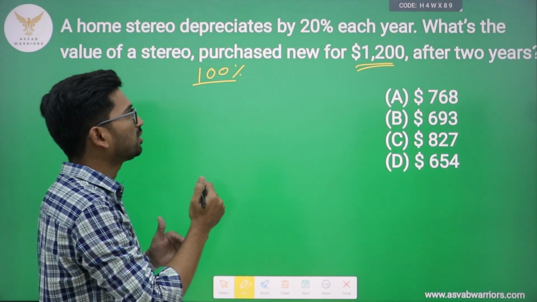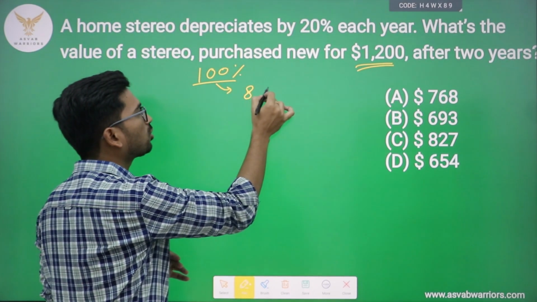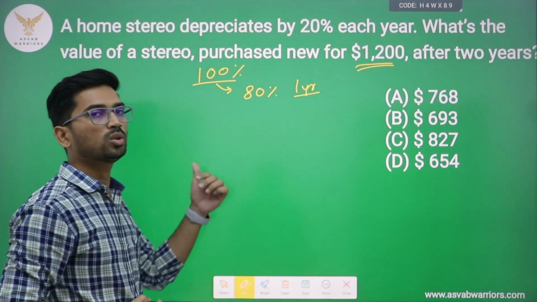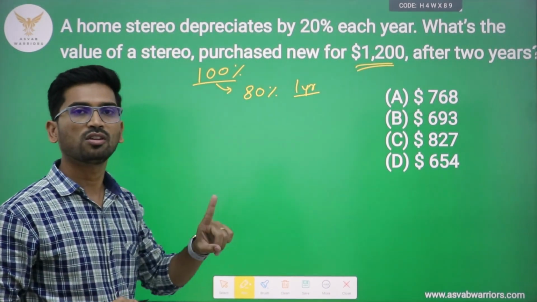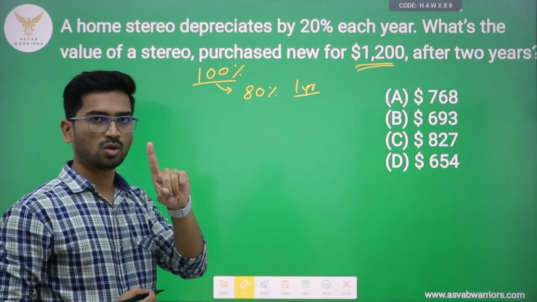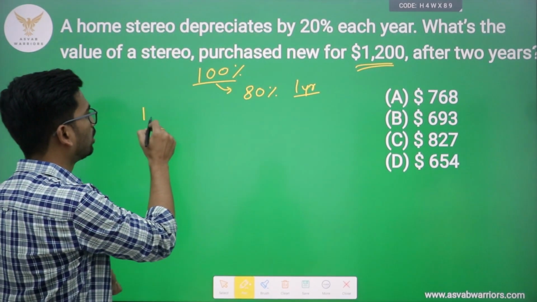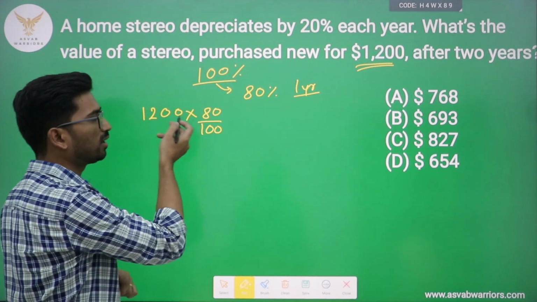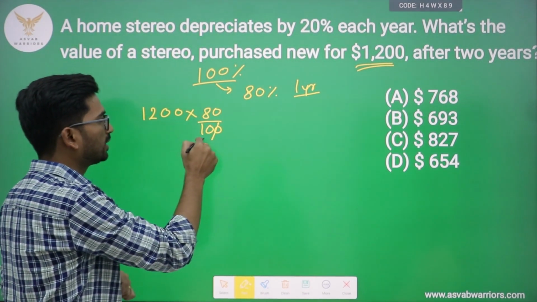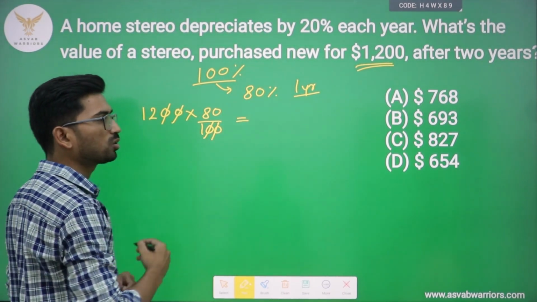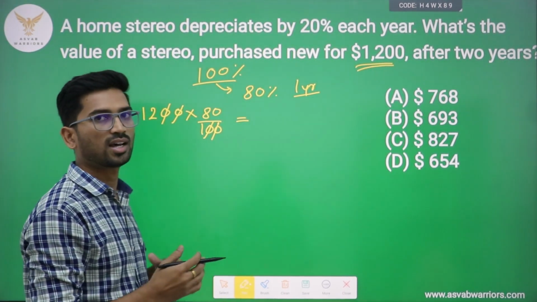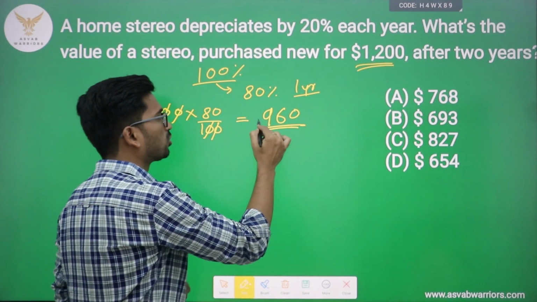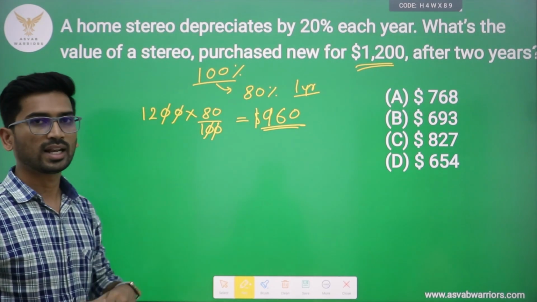Depreciate by 20% means only 80% of the value will be remaining after 1 year. Right? So the 80% of the original price. So we will first calculate what will be the new value after 1 year. How to do that? It will be 80% of 1200. So 80 by 100 into 1200. These two zeros will get cancelled with these two zeros and 12 8s are 96. So 96 and this 0 as it is. So the value of the stereo after 1 year will be 960.